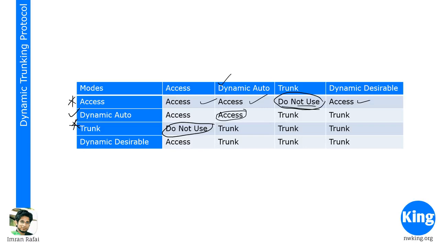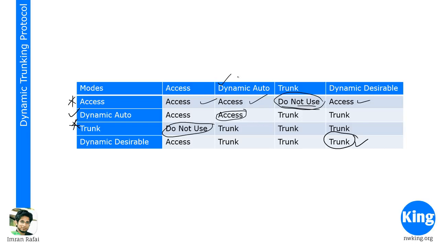Dynamic desirable, if you configure it, obviously it's going to be a trunk, because dynamic desirable means that as soon as a wire is connected, that port immediately starts communicating and saying, okay, I can become a trunk. The difference between dynamic auto and dynamic desirable is this: dynamic desirable will proactively start negotiating a trunk the minute you connect.